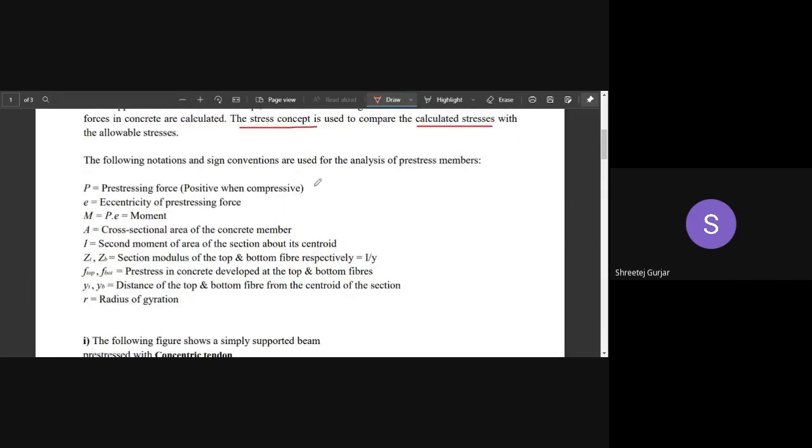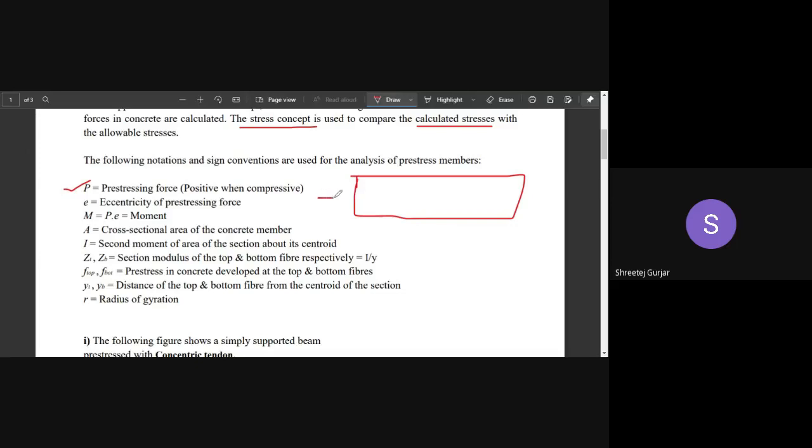So coming to your first one. So P is representing your pre-stressing force. We represent pre-stressing force by the letter capital P. Okay, so capital P is used to denote your pre-stressing force. Yeah, suppose this is your beam which is pre-stressed.